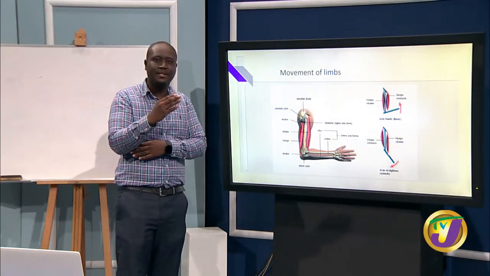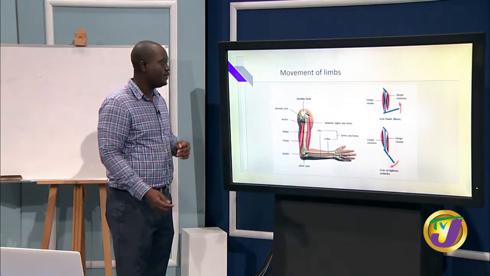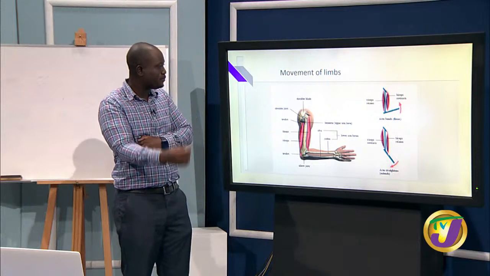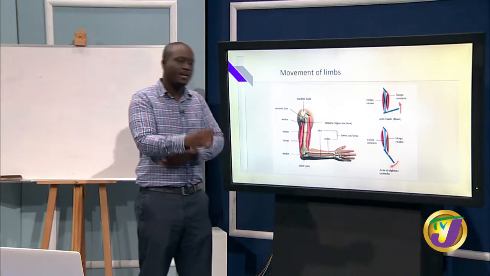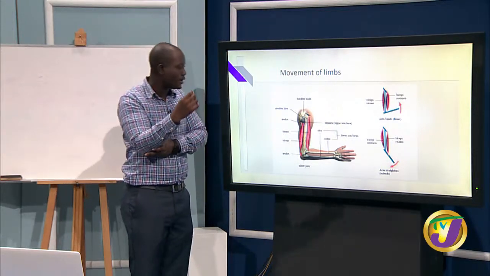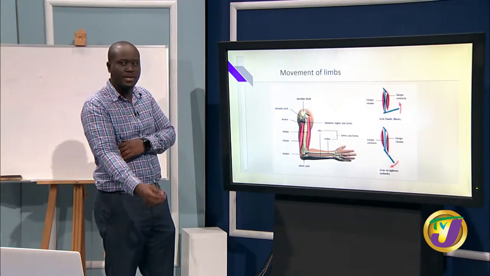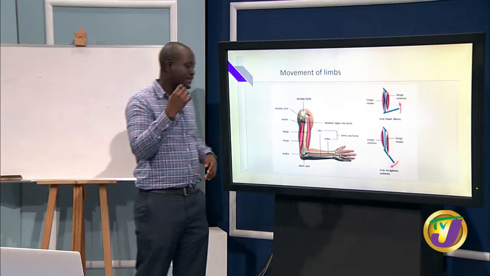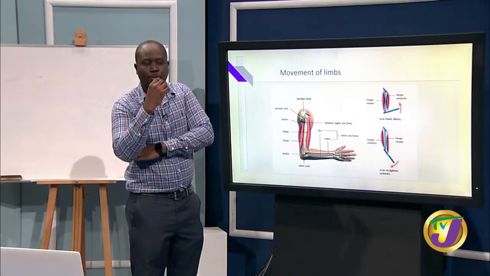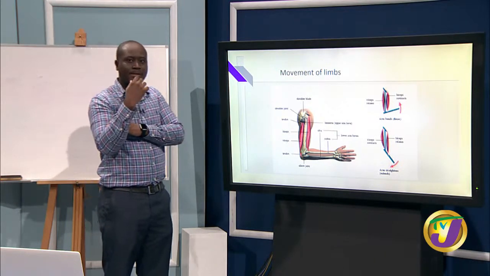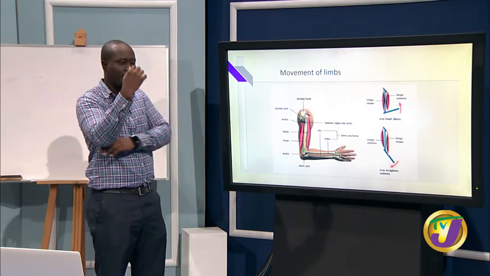If you're going to extend your arm, the opposite happens. The bicep now is going to relax and your triceps are going to contract and your arm is straightened. So lifting your arm, bicep contracts, tricep relaxes, your arm comes up. To extend, your tricep will contract and your bicep relaxes. So antagonistic muscles, biceps and the tricep.